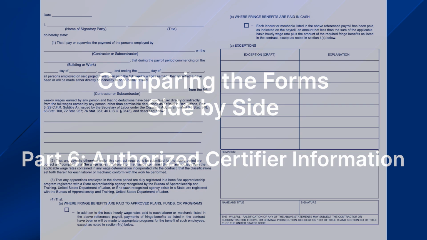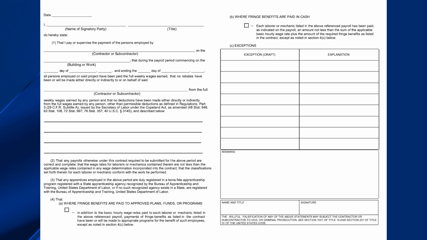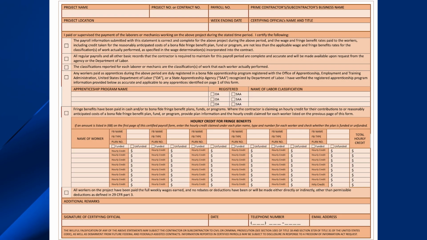The second page of the form received a complete revamp. Both versions contain a statement of compliance, but the second version separates the statements with certifications of proper payment, accurate payroll and obligation to supply records, work performed, apprentices, fringe benefits, and deductions.